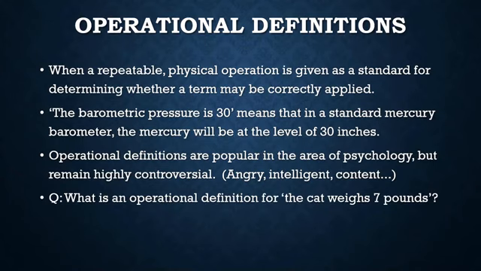So as a question to think about, what's an operational definition for the cat weighs 7 pounds? Okay, a little pause there if you want to think about it, but it'd be something like this. When the cat is placed on the scale, it will read 7 pounds, right? So it describes this process to determine how the definition works.